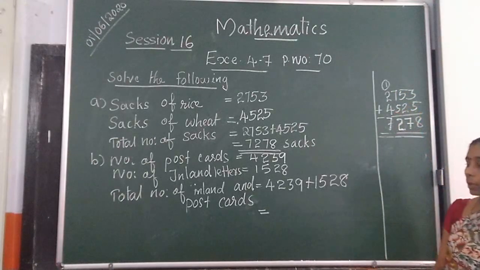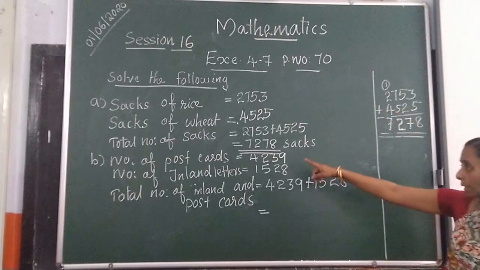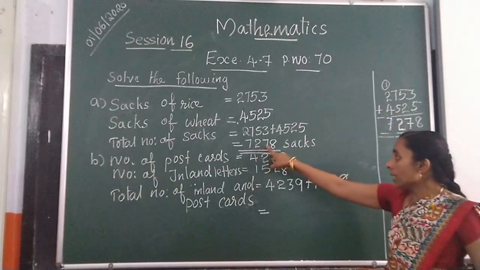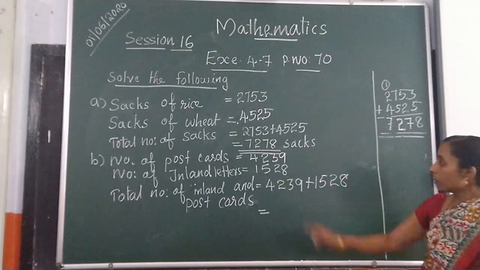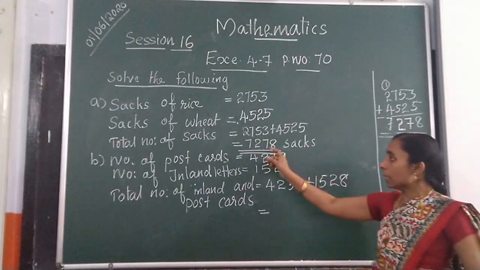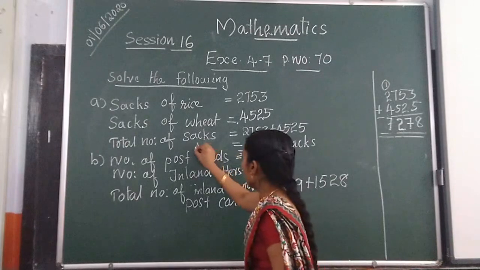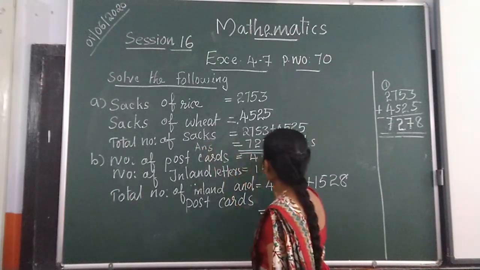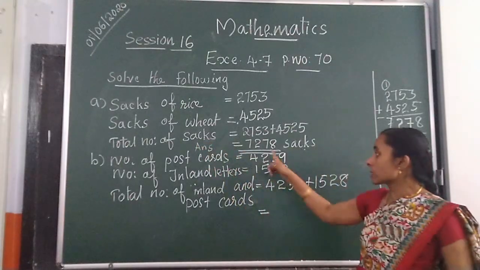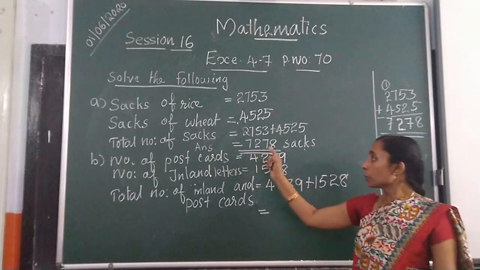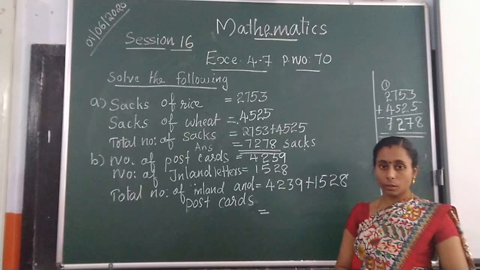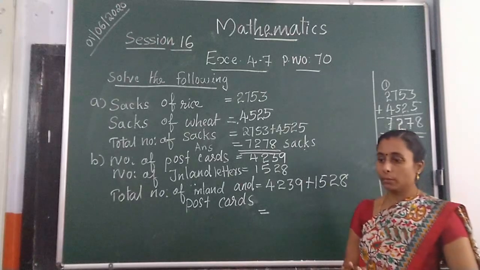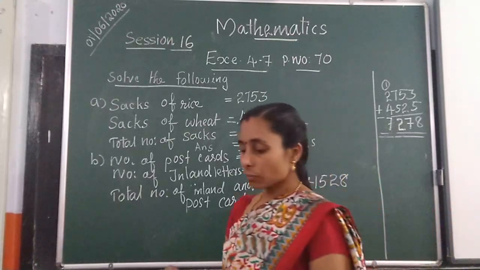What is the total number of sacks? 7,278. Is it clear? Then the answer should be underlined with the double line. Total number of sacks? 7,278. Okay? Then, next one.